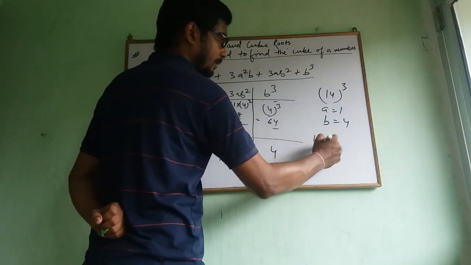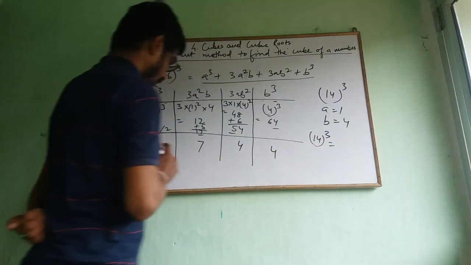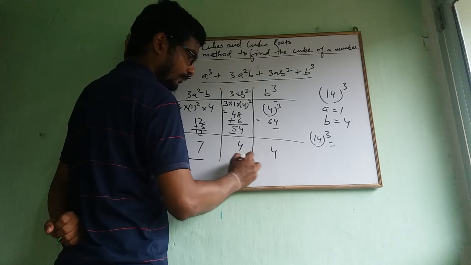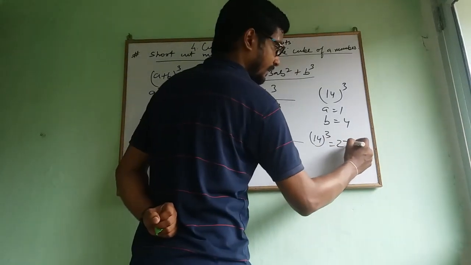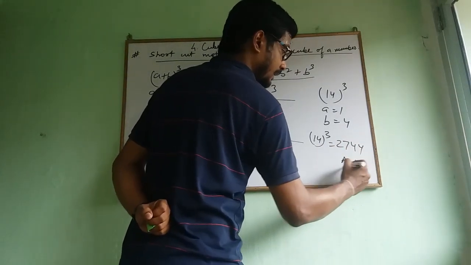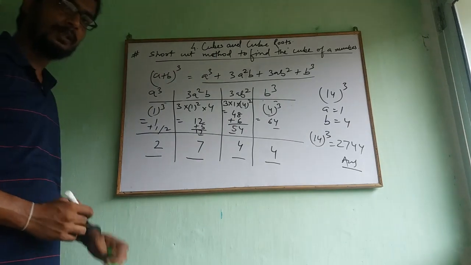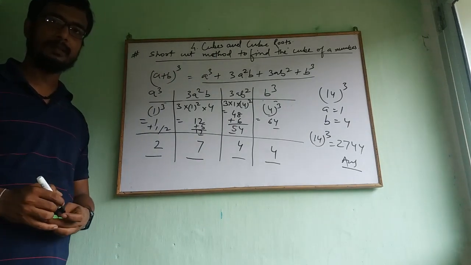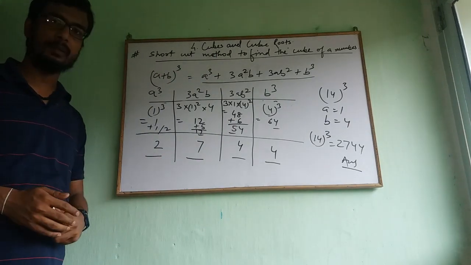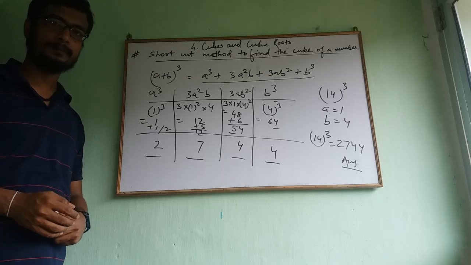So the cube of 14 is 2744. So this is the easiest method in order to find the cube of a number. So I hope that you have understood the topic and the concept.